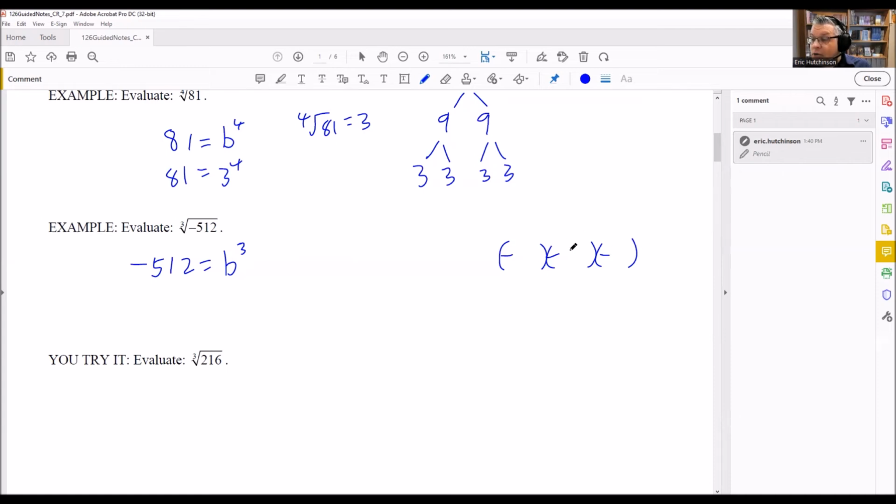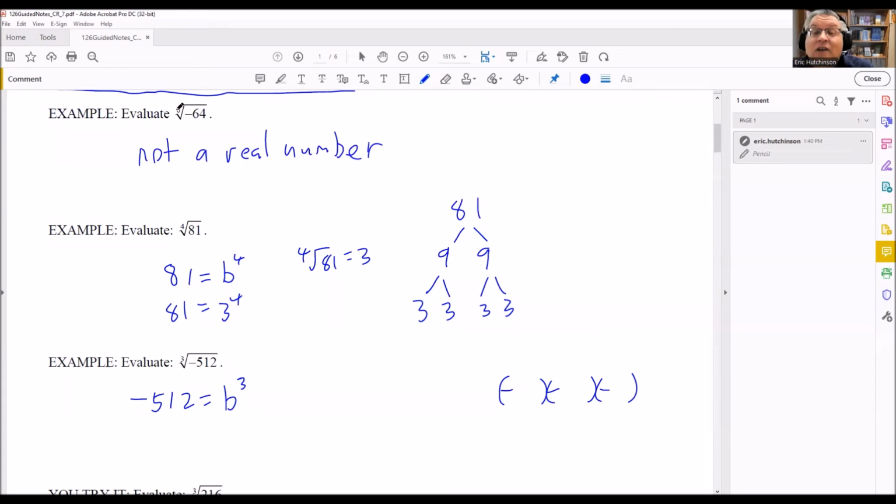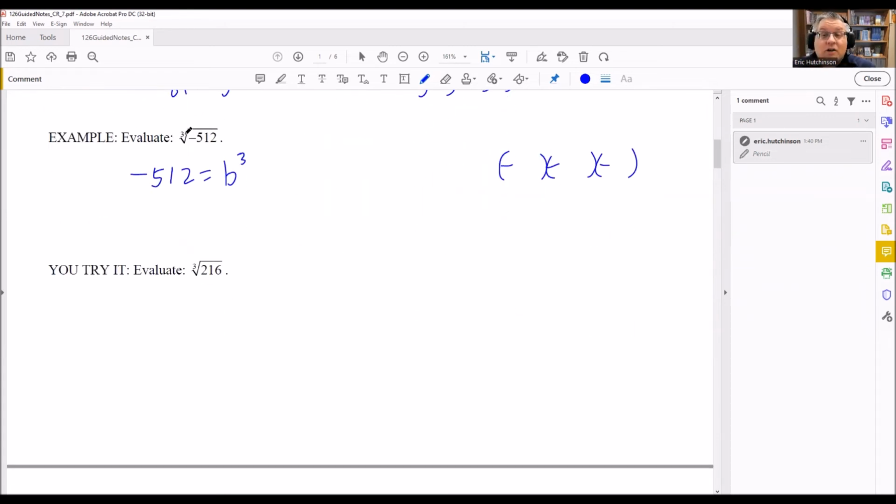So I know that whatever number goes in here has got to be negative in order to get a negative inside. Now, you might be thinking, well, wait, didn't you say that if I have a negative number inside, it's not a real number? Well, that's only if the index is even. Okay, now in this case, the index is odd. It's a 3. So we are able to actually do this and get an answer. It just so happens that the number we get is going to have to be negative, though, because we're multiplying it 3 times.